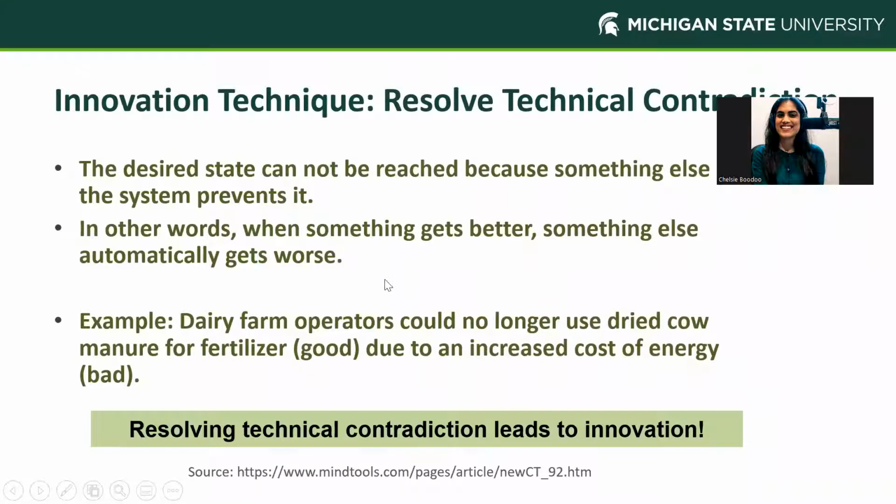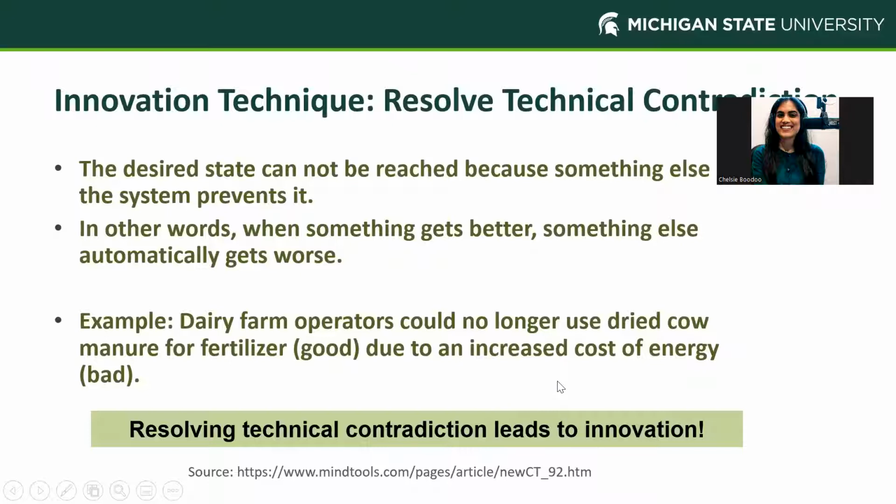Here's an example. A dairy farm operator could no longer use dried cow manure for fertilizer, which is good, due to an increased cost of energy, which is bad. So there is a contradiction. You want to use what is good, but in the process, something gets worse: the cost of energy.